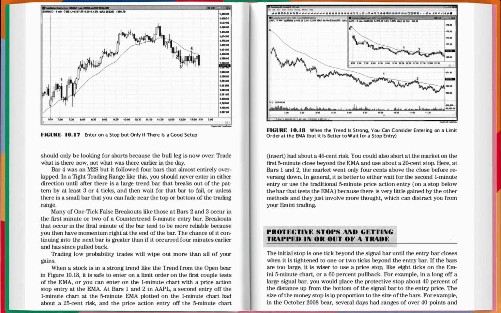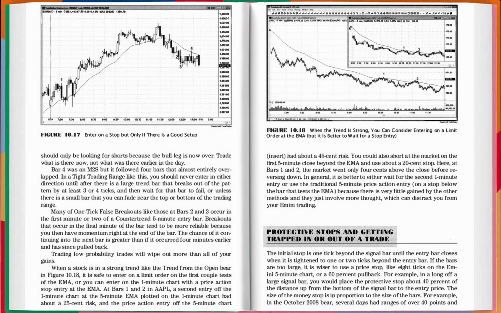Breakouts that occur in the final minute of the bar tend to be more reliable because you then have momentum right at the end of the bar. The chance of it continuing into the next bar is greater than if it occurred 4 minutes earlier and has since pulled back. Trading low probability trades will wipe out more than all of your gains.